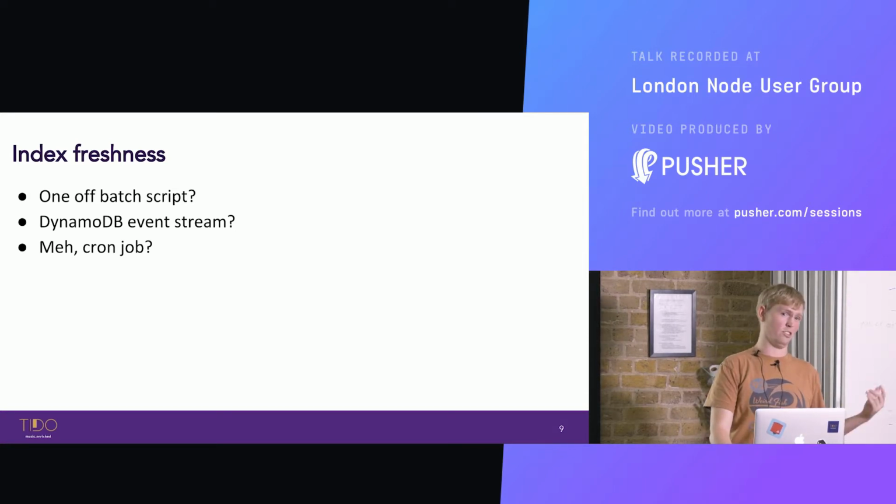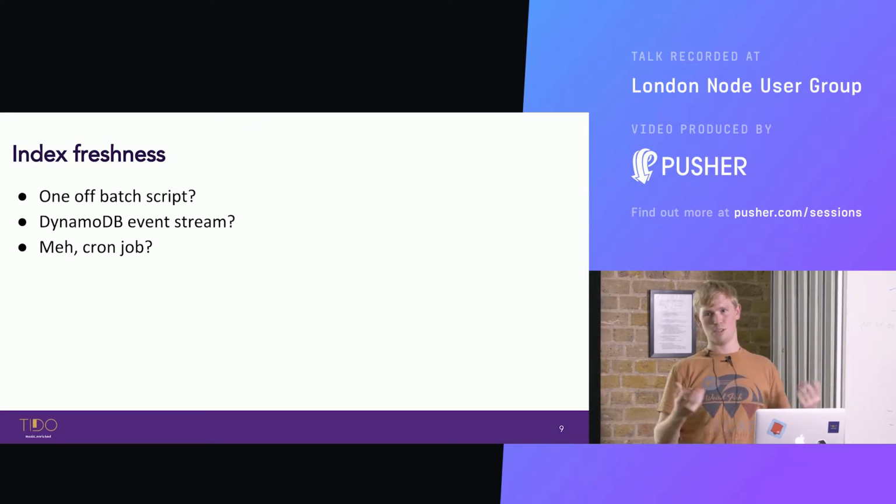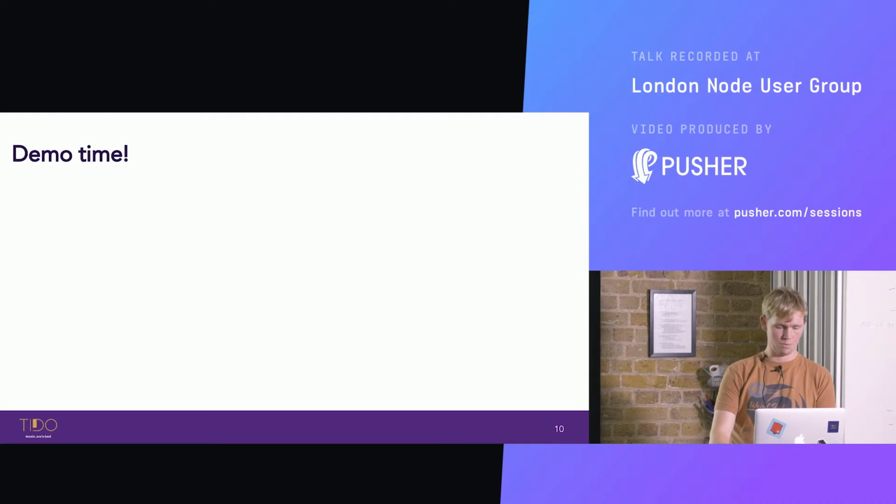Or we can just run it on like a cron job. So if it's okay for it to be out of date for a day, it's probably fine. So, demo time.